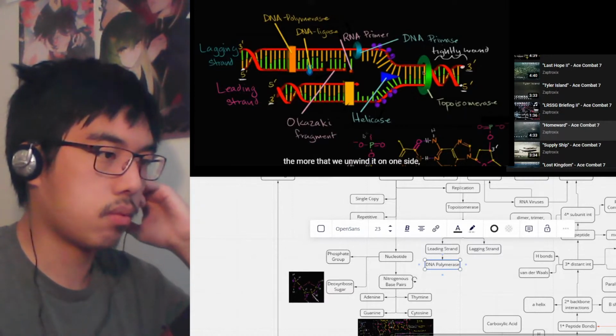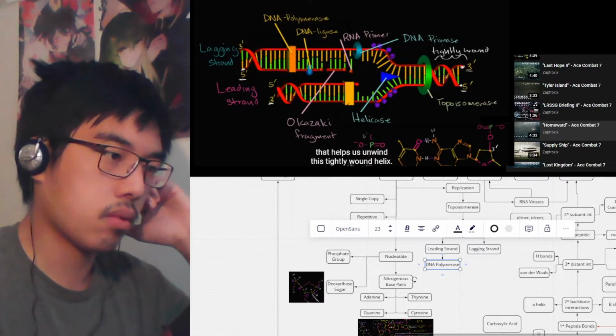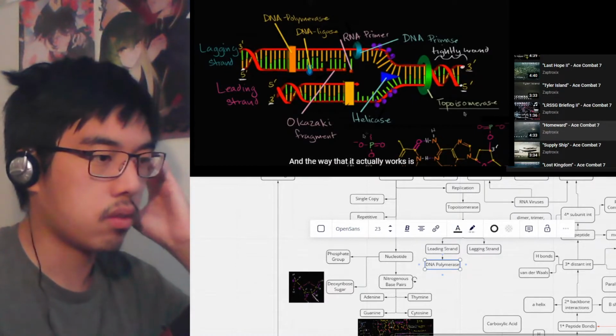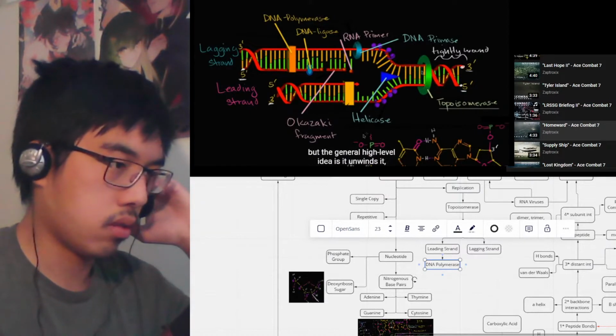And it actually turns out the more that we unwind it on one side, the more tightly wound it gets on this side. So in order for us to unzip the zipper, we need an enzyme that helps us unwind this tightly wound helix. That enzyme is the topoisomerase. The way it works is it breaks up parts of the backbones temporarily so that it can unwind and then they get back together. But the general high level idea is it unwinds it.